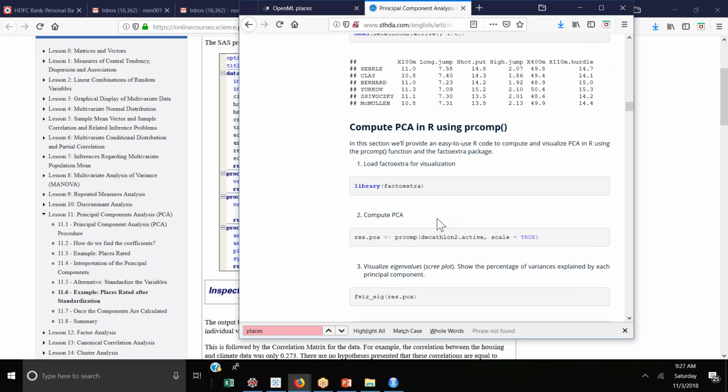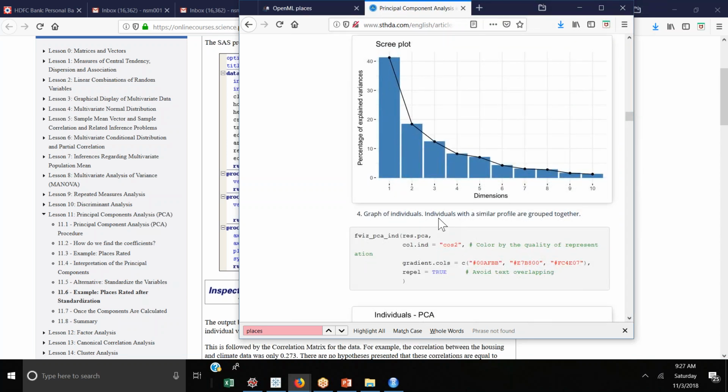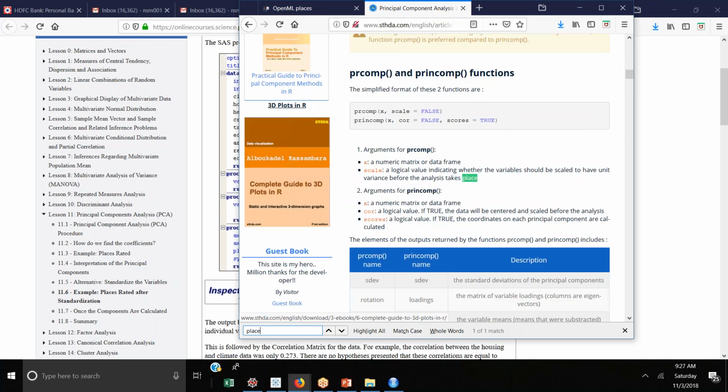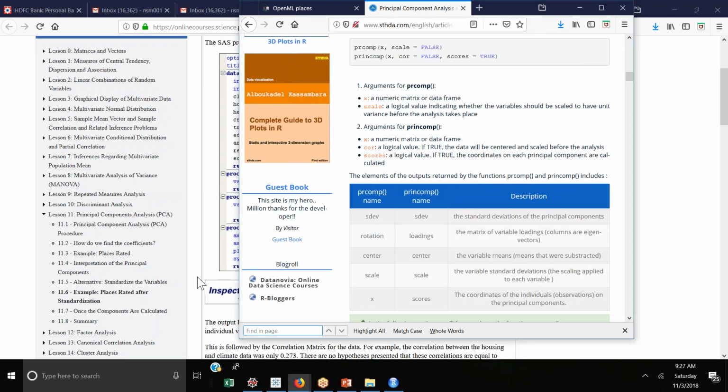Now, places, right? I want to do. I don't know whether they have places almanac. Okay, so you didn't use the places almanac. I'll do 2 of these case studies. So let's do this one.